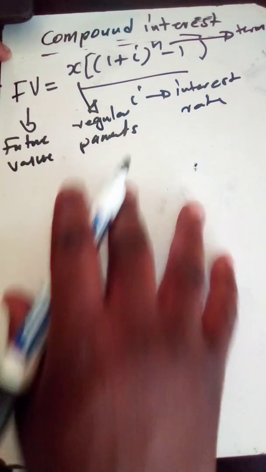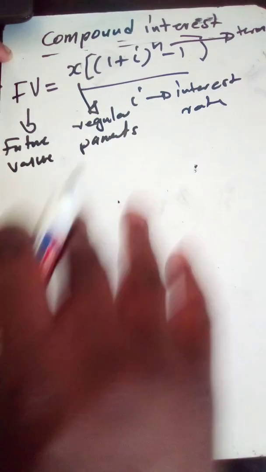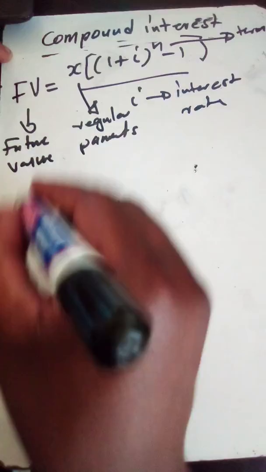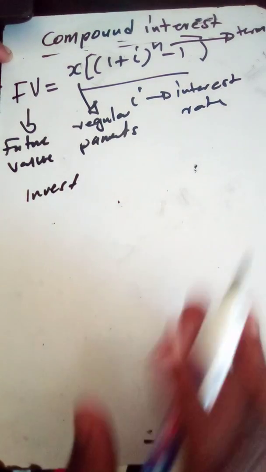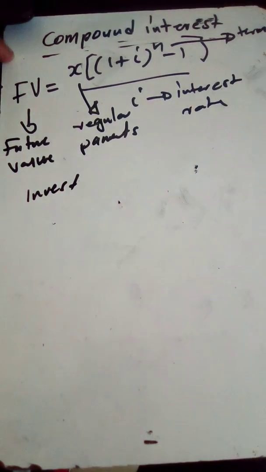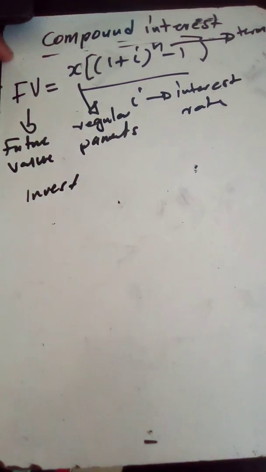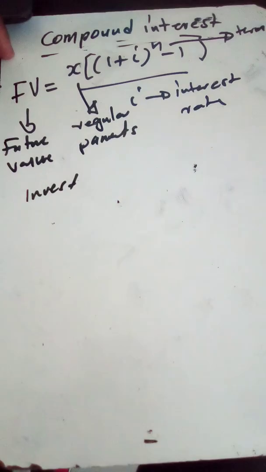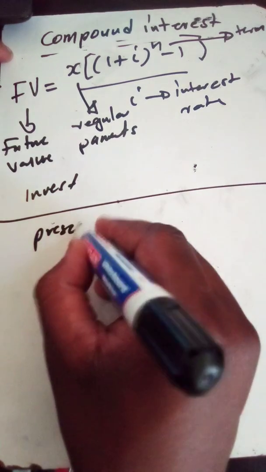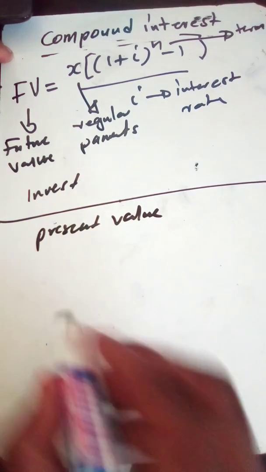You only use this formula if there is a regular payment. I normally tell people that if you are investing, maybe you are putting in 100 regularly, you gain interest on the money you have been putting in, so you use the future value because you are gaining. But if you are paying a loan, some installment, you don't enjoy the interest, you give it to someone. So for loans, which we call present value, we use this formula.